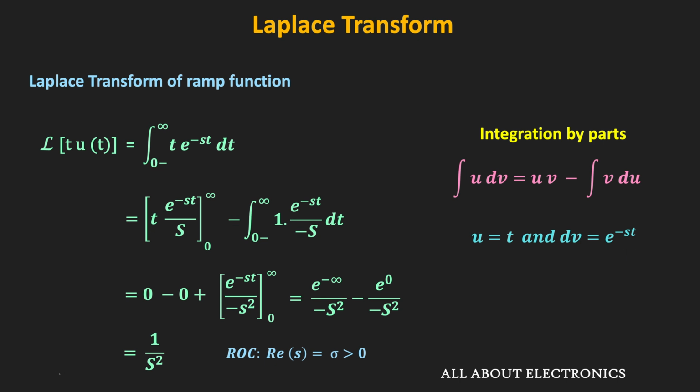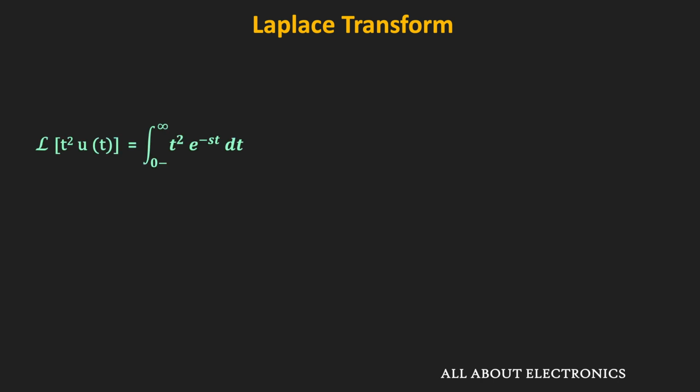So similarly, let us see the Laplace transform of the parabolic function, that is equal to t square times u of t, where here u of t indicates that this function exists only for t greater than or equal to 0. So as per the definition of the Laplace transform, the Laplace transform of this function is equal to the integration from 0 minus to infinity of t square times e to the power minus st times dt. So once again, using integration by parts, we will find the integration of these terms.